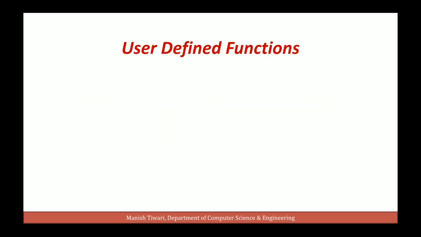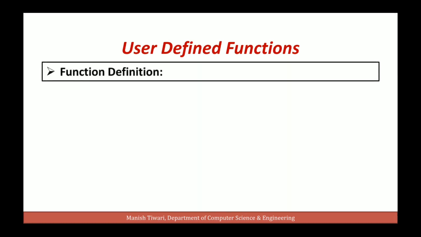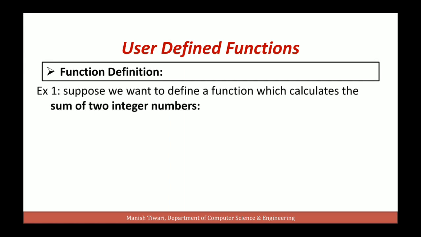And now we will discuss the second component of user defined functions, that is function definition. Suppose we want to define a function which calculates the sum of two integers. We can define a function just like we define the main function, by placing first the header of the function, then inside curly braces we will write all the instructions of that function.